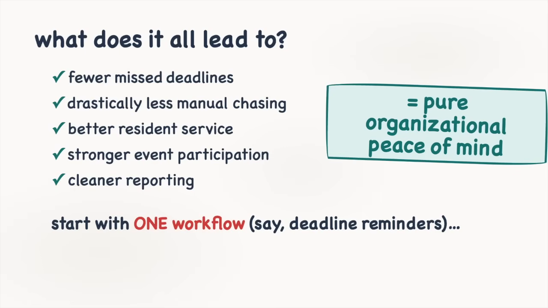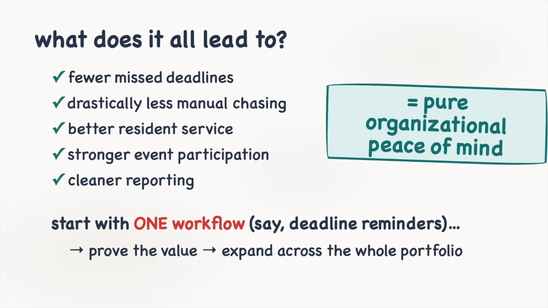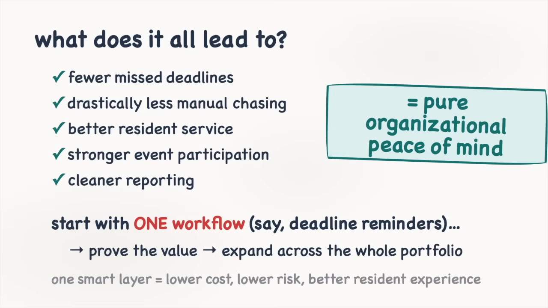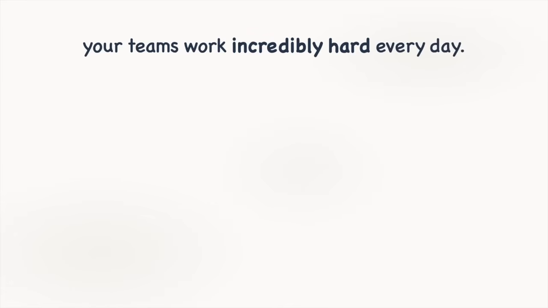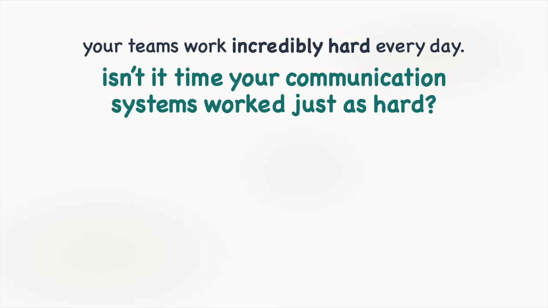And the best part is, teams can start by implementing just one workflow, say just deadline reminders, prove the value locally, and then confidently expand it across the entire portfolio. By pulling all of these scattered methods into one smart layer, you drastically reduce the cost and risk of resident communication. When you make it incredibly easy to send, track, translate, and definitively prove every single interaction, affordable housing organizations fundamentally shield themselves from operational risk while elevating the resident experience.